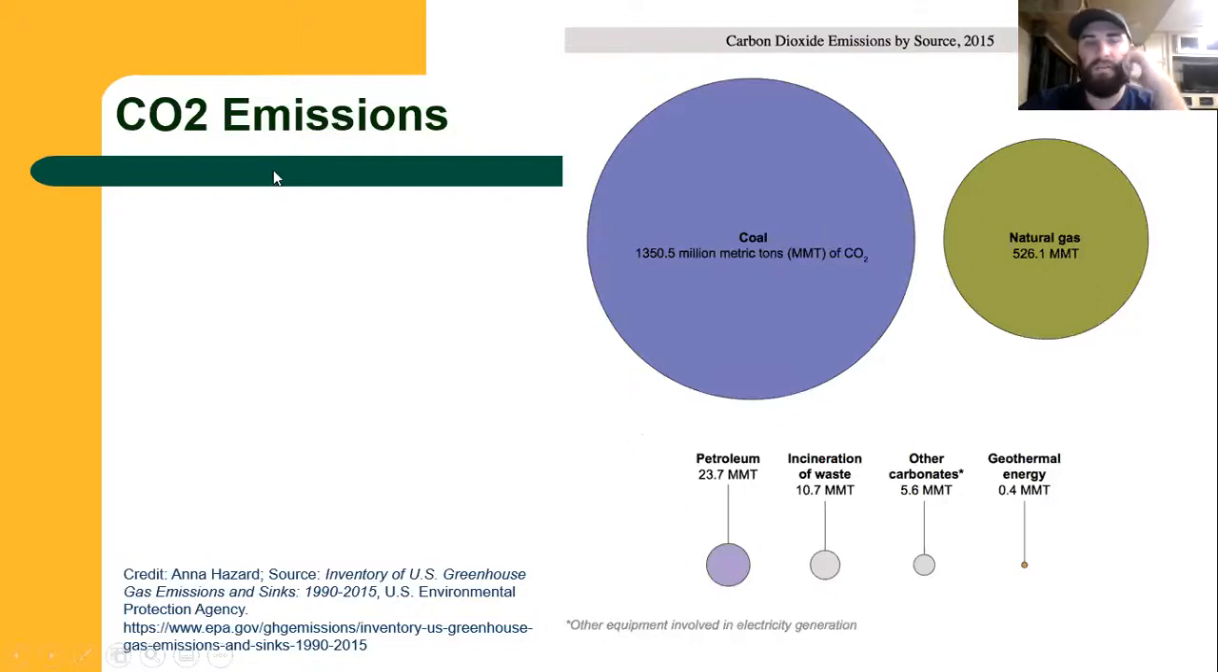This is going to be CO2 emissions by source. Coal is obviously the absolute most, followed by natural gas, and then geothermal energy is down here. But coal is because you're just burning fossil fuels. Same thing with petroleum down here, and natural gas.